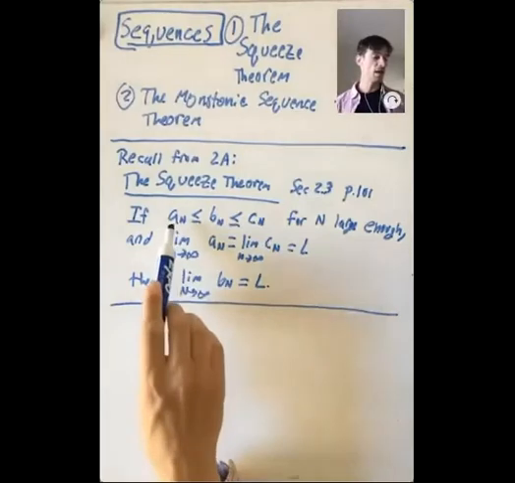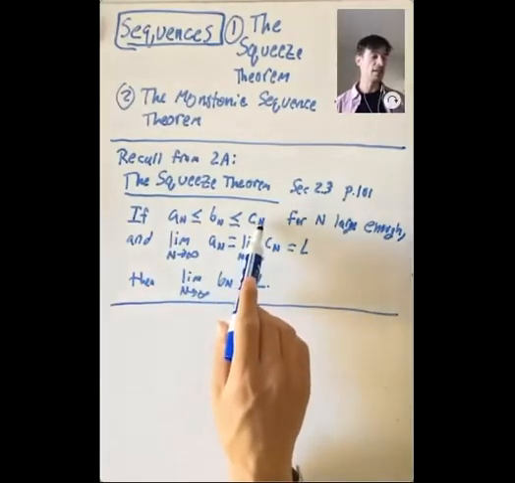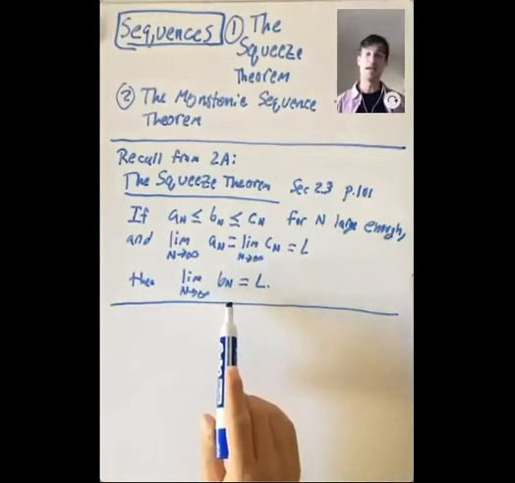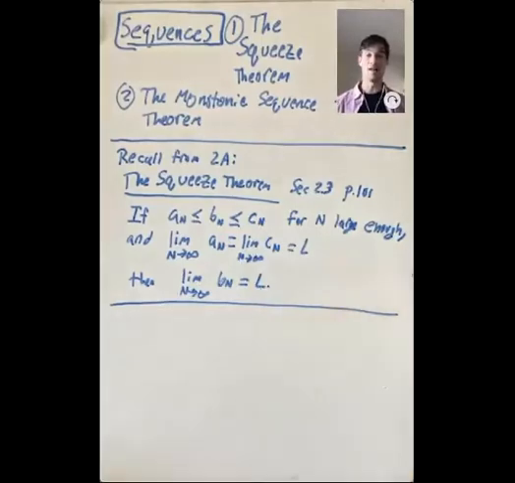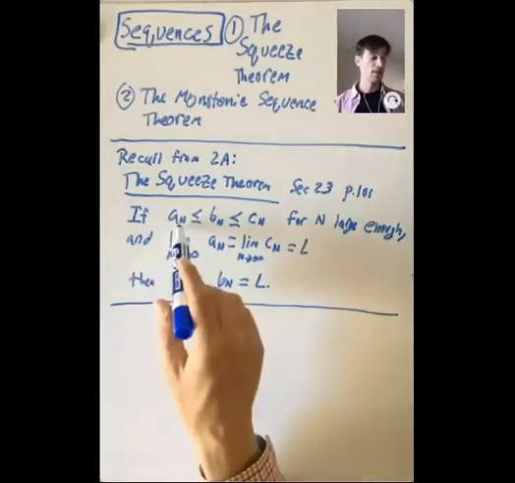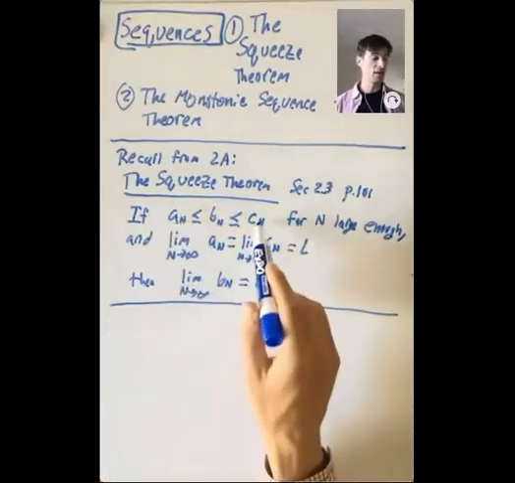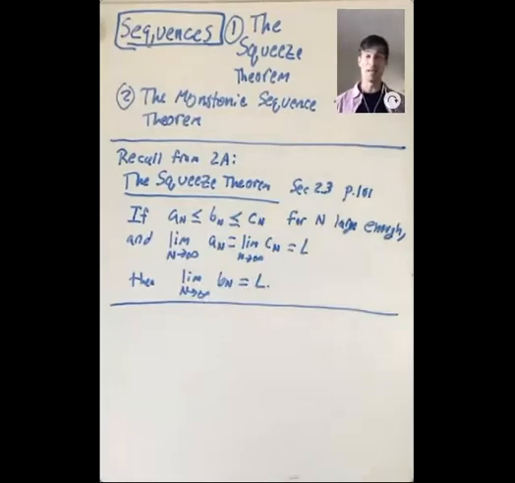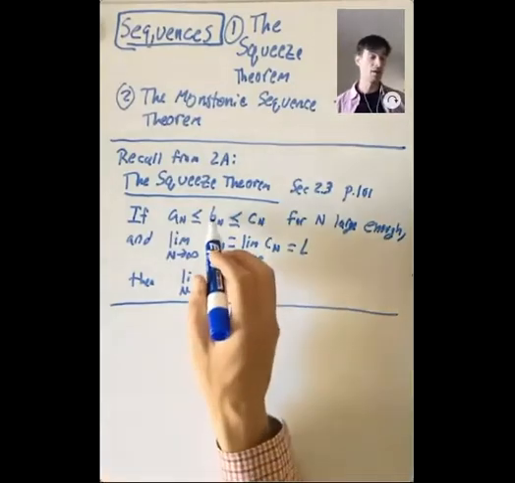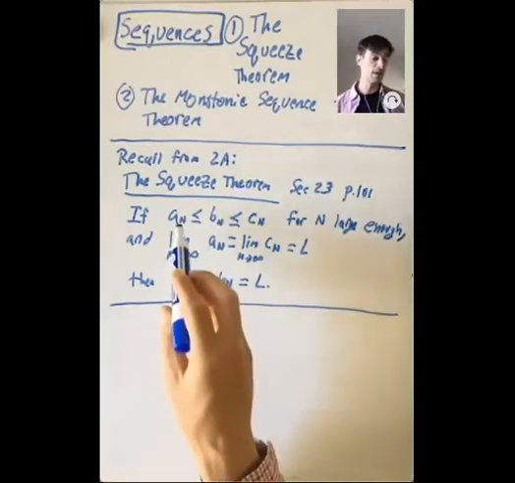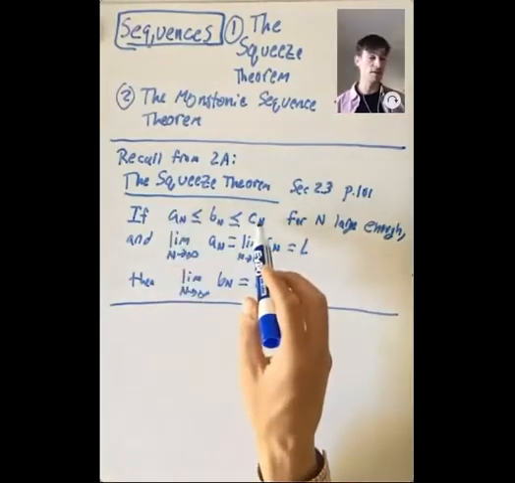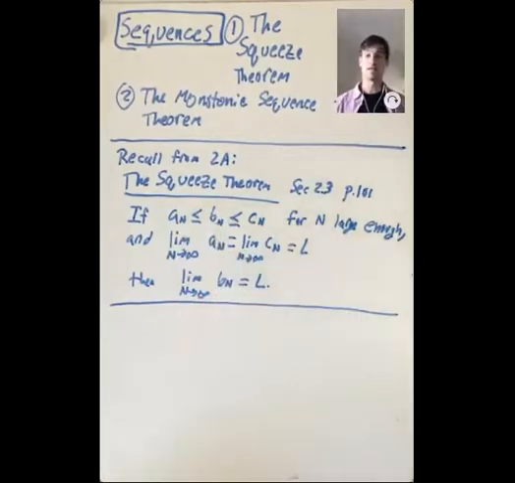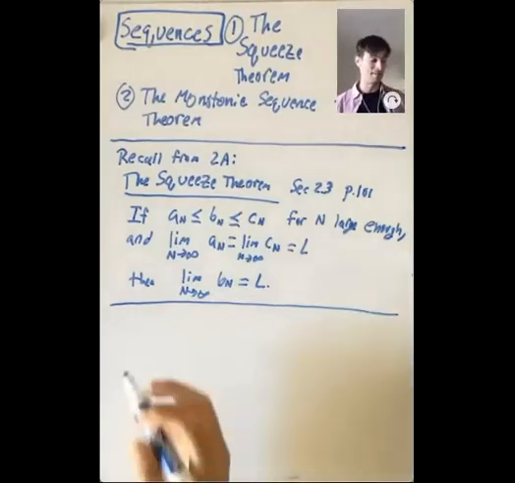And if the limit of an is the same as the limit of cn, and that's some real number L, then the limit as n goes to infinity of bn exists and is also equal to L. The idea is if the limit of the smallest things and the limit of the largest things are the same, then the limit of the middle things must also be that common limit, that the middle stuff is squeezed in between the lower sequence and the upper sequence, and they both have the same limit. So the middle sequence also gets squeezed or sandwiched into that middle limit.